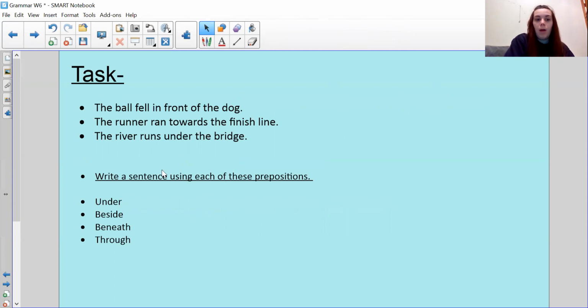Okay. If you are on Teams, your task will be on there, but it is this and it's on a Word document. I want you to underline the prepositions in the first 3 sentences and then write a sentence using each of these prepositions. So you need to write me a sentence that has under in it, a sentence that has beside in it, a sentence that has beneath in it, and a sentence that has through in it. So altogether, you should be underlining the 3 prepositions in the first part and then writing me 4 sentences. I don't want to see 1 sentence written or all of them in one. I want to see 4 separate sentences with the preposition in each.